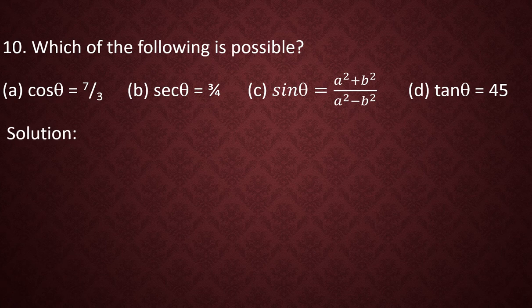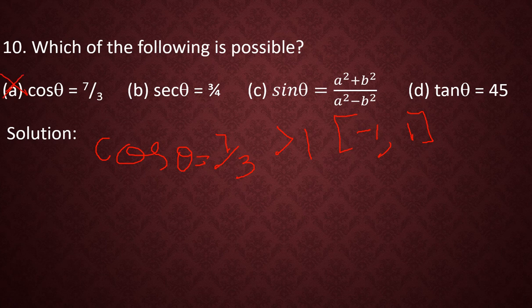So cos theta. The value of cos theta is given as 7 by 3. Cos theta is equal to 7 by 3, and this is always greater than 1, because we know that the range of the cos function is the closed interval -1, +1, and the given value is greater than 1. Therefore, this is not possible here. Therefore, A is not the option.